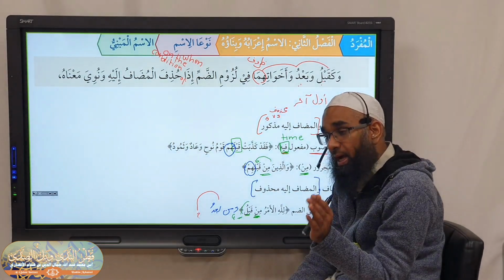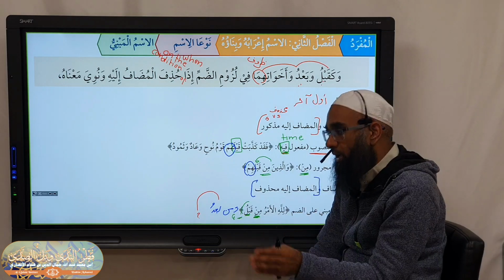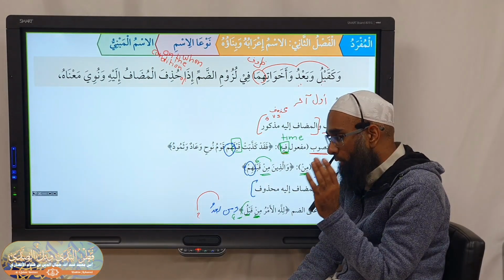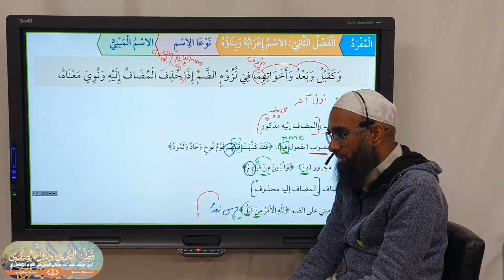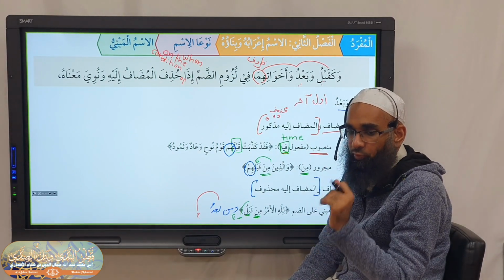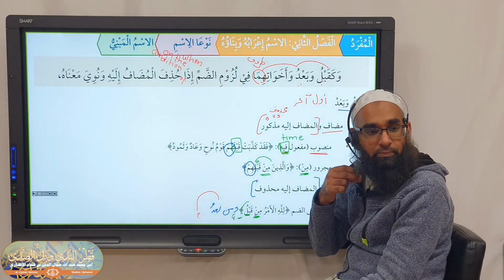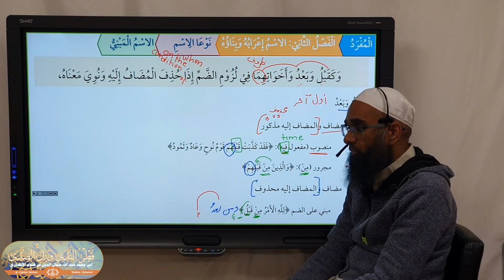So like amsi, it's not mabni all the time. The word qablu and ba'du is only mabni when you have what? When you have the mudhaf ilay mahdhoof. Do you understand? That makes sense? Everybody following?